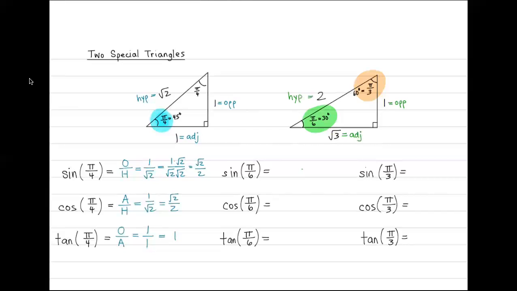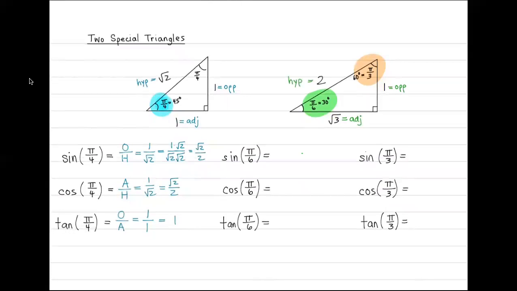And once I've labeled those sides, I can use them to work out the sine, the cosine, and the tan. So sine is opposite over hypotenuse, which in this case is 1 over 2. The cosine is adjacent over hypotenuse, which is root 3 over 2. And the tan is opposite over adjacent, which in this case is 1 over root 3.